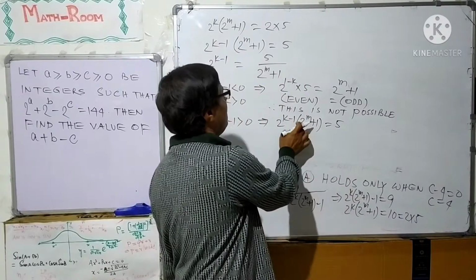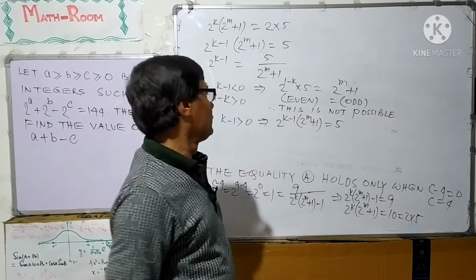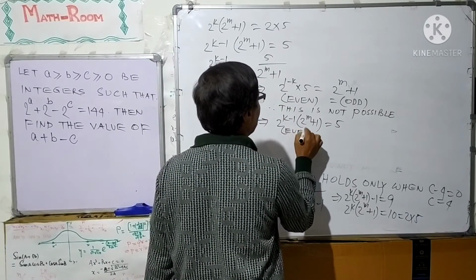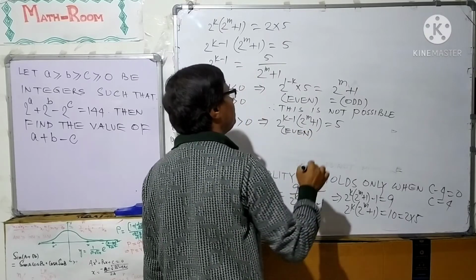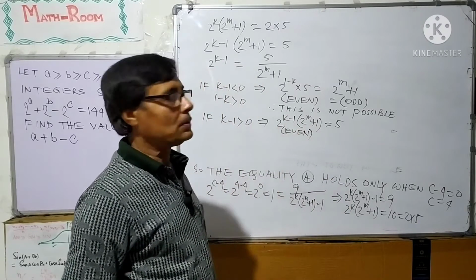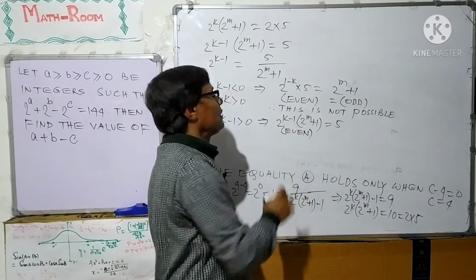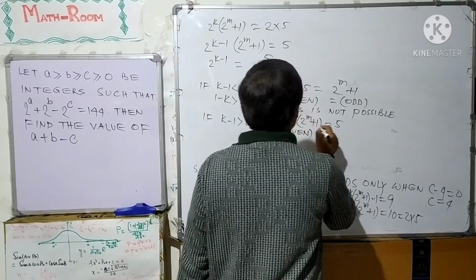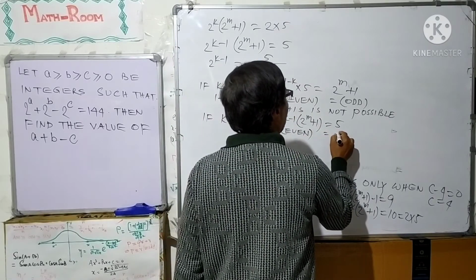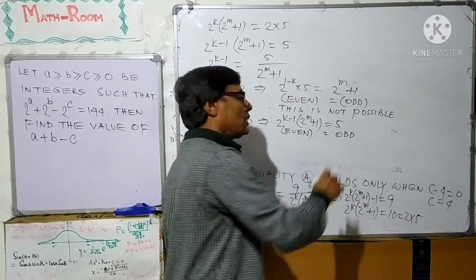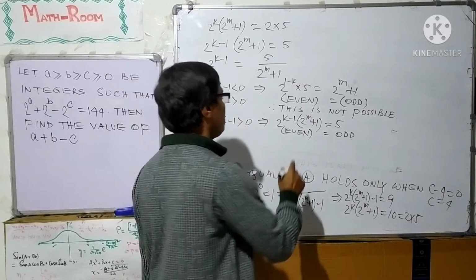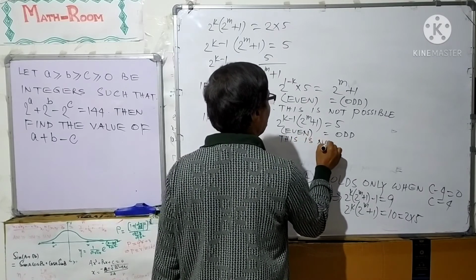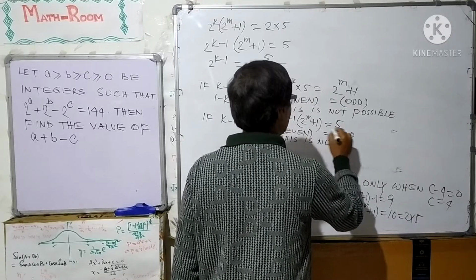So, this number has at least one factor 2, so this is an even number, because k minus 1 is greater than 0. That is, 2 to the power k minus 1 has values 2, 4, 8, 16 and so on. So, this is an even number and this is an odd number. An even number cannot be equal to any odd number. So, this is not possible.